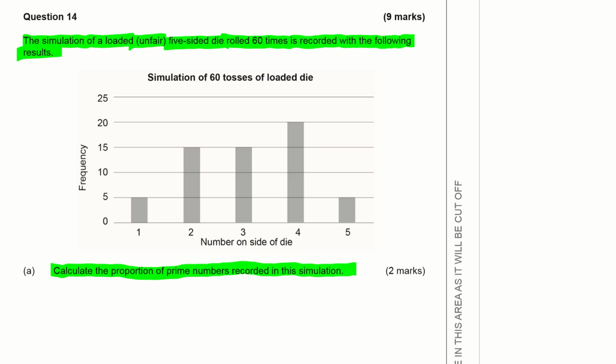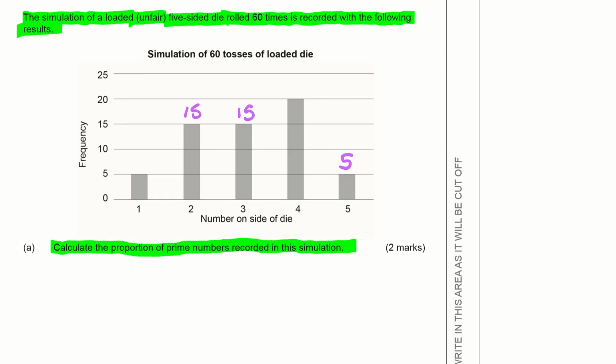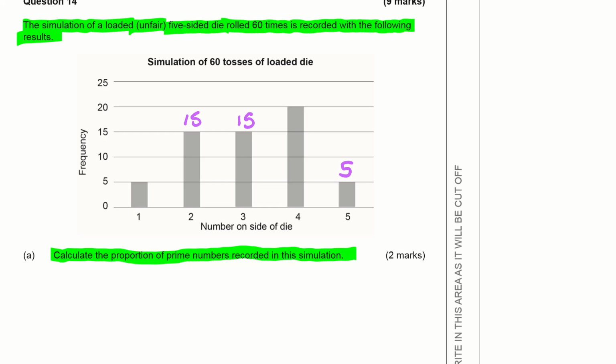So the prime numbers are the 2, the 3 and the 5. 1 is not prime. So that is going to be 15 plus 15 plus 5 divided by 60, which is 35 on 60, which is 7/12.